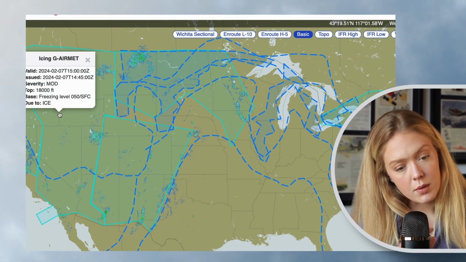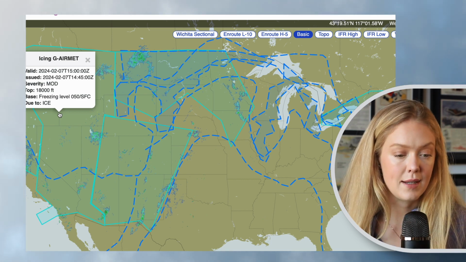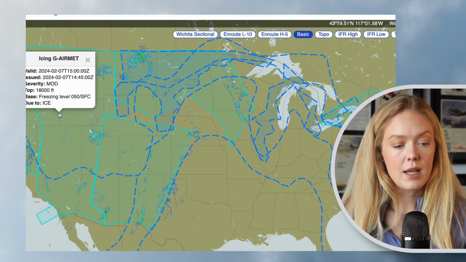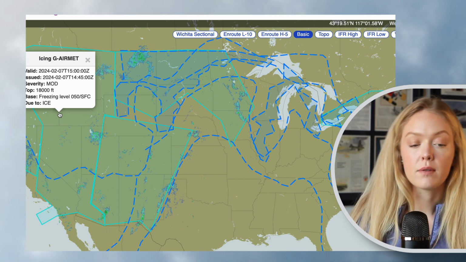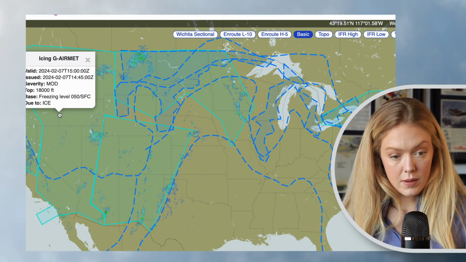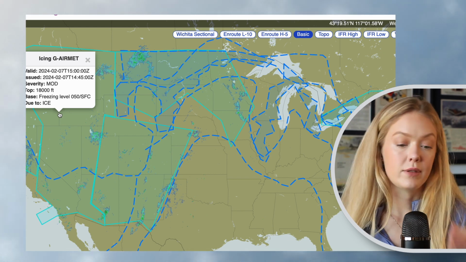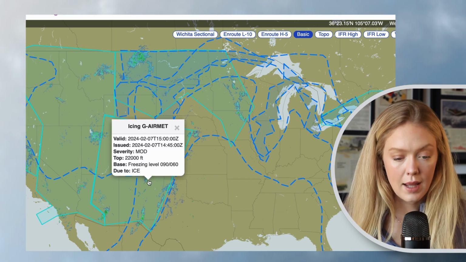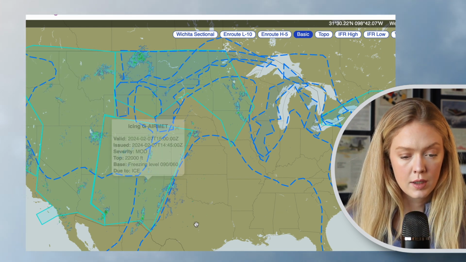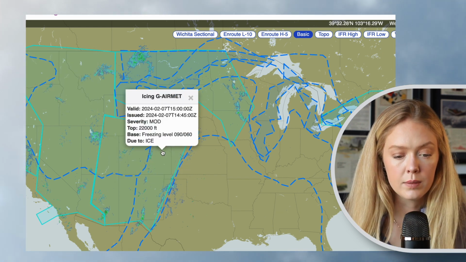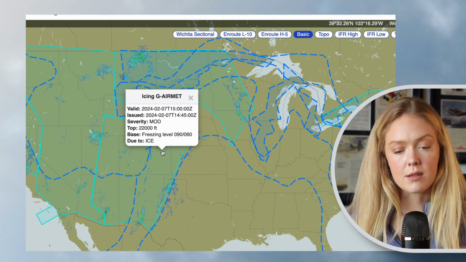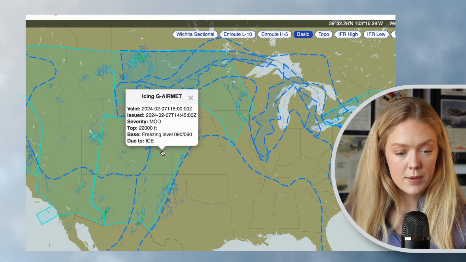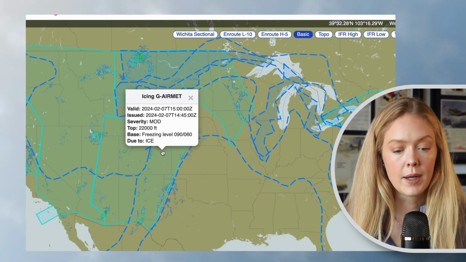If we go a little bit farther west, we see this icing Airmet begins. The bases are between the surface and 5,000 feet, extending up to flight level 180. So I would not fly in the clouds in this area, kind of what we talked about with that freezing level depiction. And this one over Colorado, largely, freezing level is between 6,000 and 9,000. So that's the base of this Airmet, and then the tops are up to flight level 220.